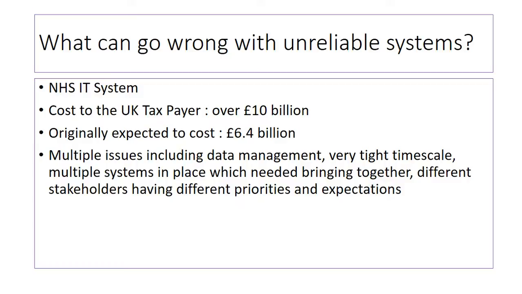So, we're looking at three unreliable systems in today's video. The first one we can see here is the NHS IT system, and you can see some of the facts appeared on your screen before you. The cost to the taxpayer is over £10 billion, with the original expected cost to be around £6.4 billion, so you can see that's quite an overspend.